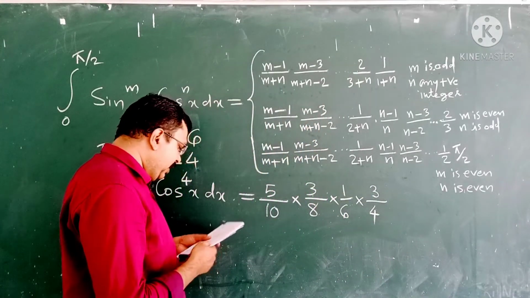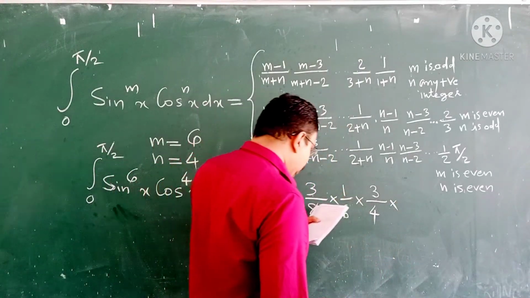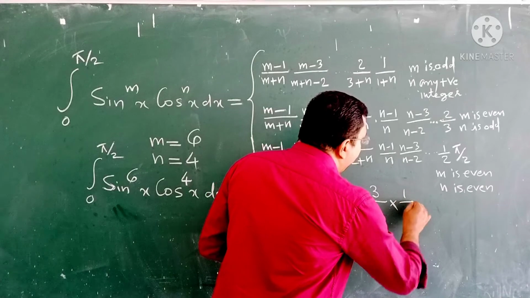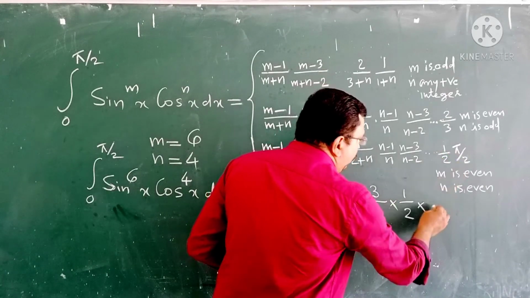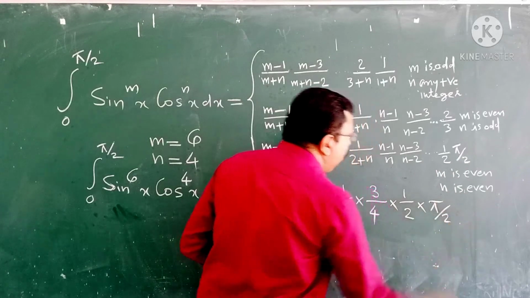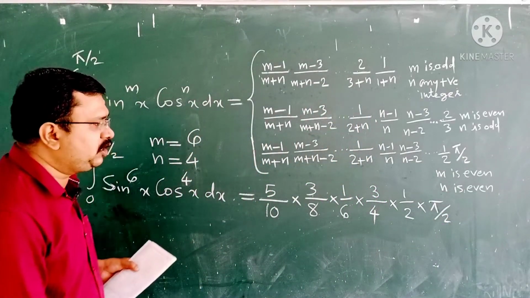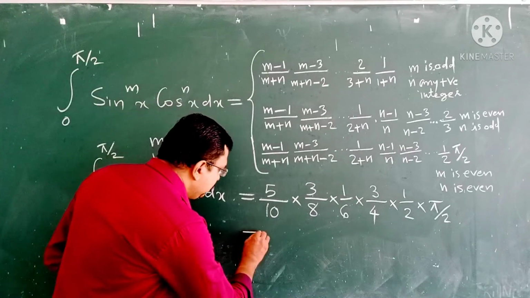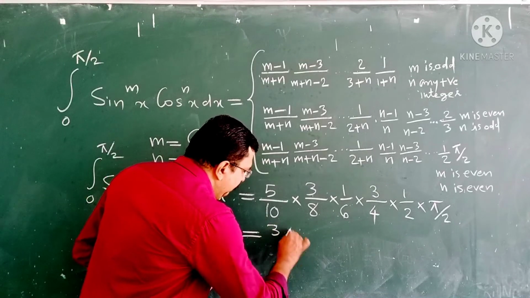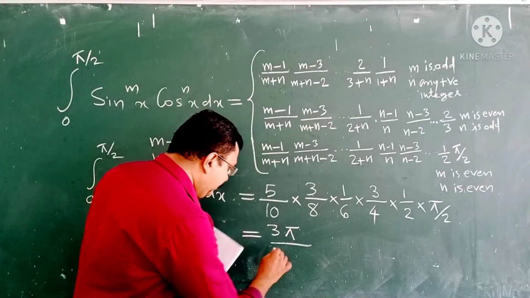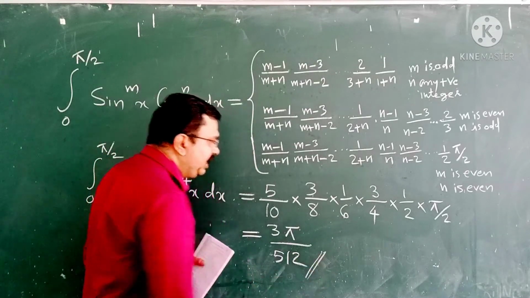3 by 4 into, subtracting 2 from numerator and denominator, then we will get 1 by 2. Here 1 by 2 into pi by 2 is the last term. When we solve this equation, our final answer is 3 pi divided by 512. That is our final answer.